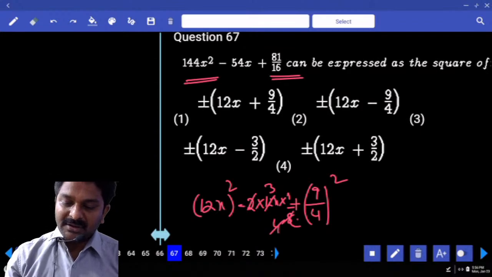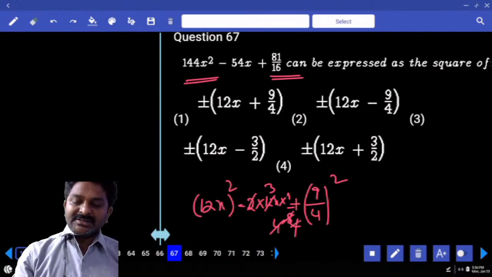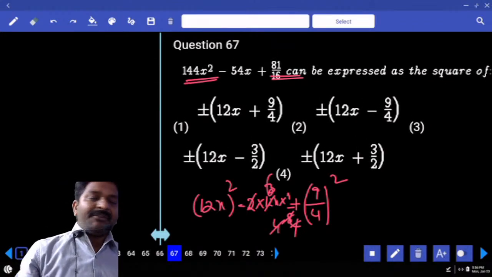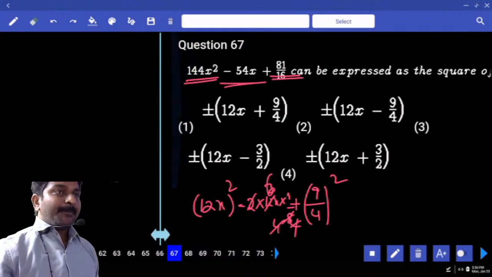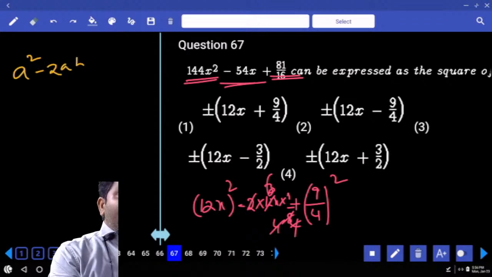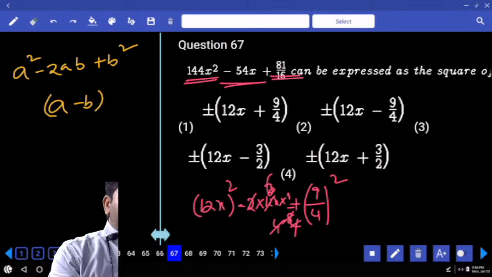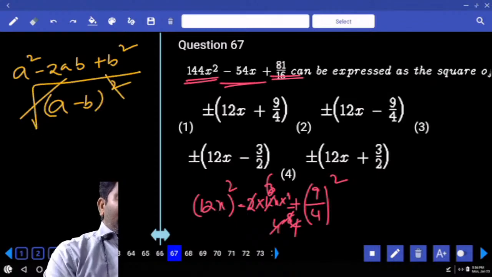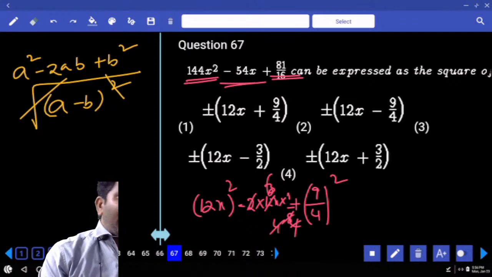9 by 4, right? Sorry. So this is going to be 6 times. 6 into 9, 54. Is that 54x or not? So it is in the form of a square minus 2ab plus b square. We can write it as a minus b whole square only. And when you are asked to calculate under root, square and root get cancelled. Finally, you will be left with a minus b.